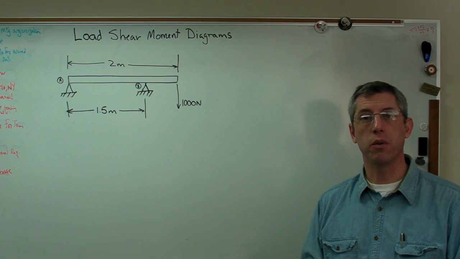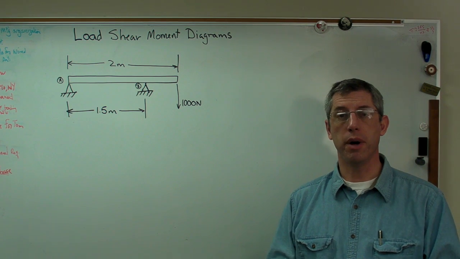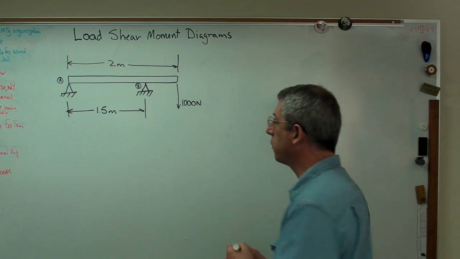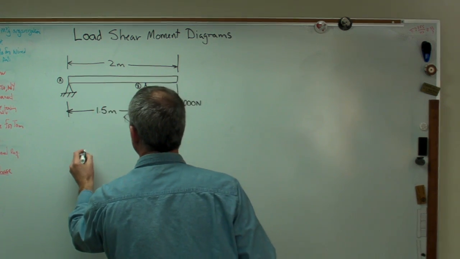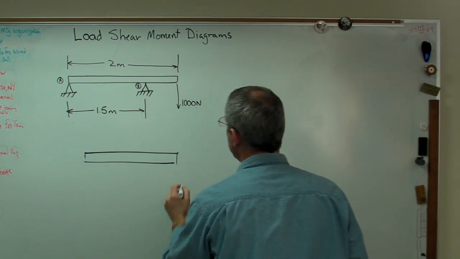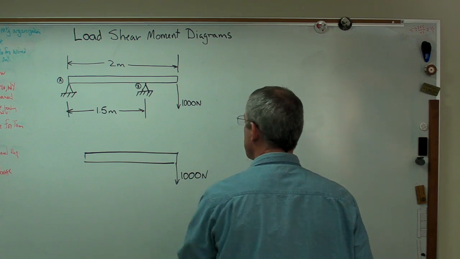So, to get started, we're going to do the same thing we always do with strength of materials problems. We're going to draw a free body diagram and then solve equations of equilibrium. So let's start with the free body diagram of the beam right there. I've got the beam itself, and I'm going to put a 1,000 Newton load, which we know.